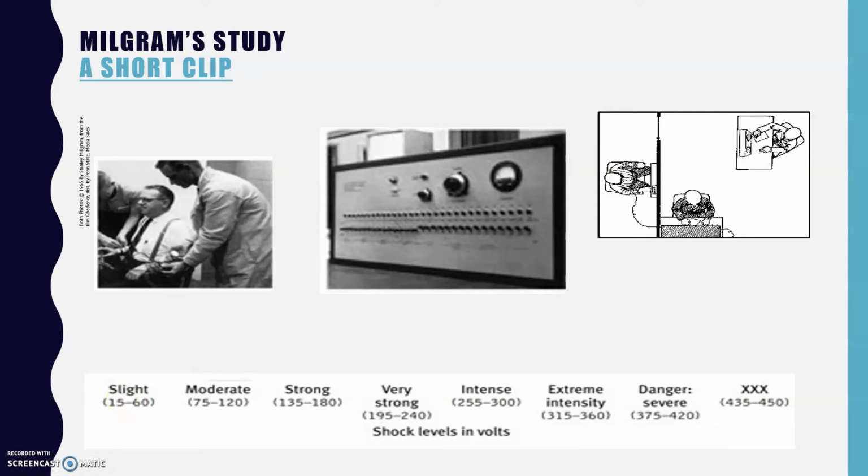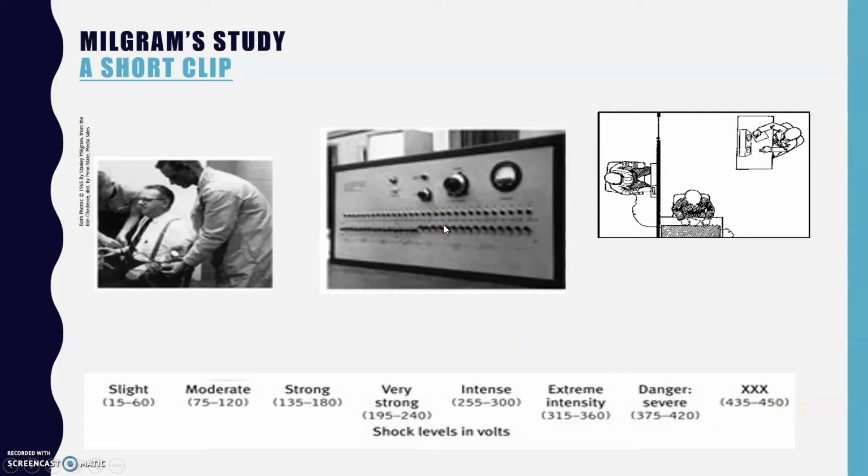And with every mistake, you have to up the voltage 15 volts. So the first time they make a mistake, 15. The next time, it's going to be 30. The next time, 45. And so you can see that the shock level is listed in voltage. And additionally, you can see that there are different levels here. Slight, moderate, strong, very strong, intense, extreme intensity, danger severe, and the ever ominous triple X going all the way up to 450 volts.